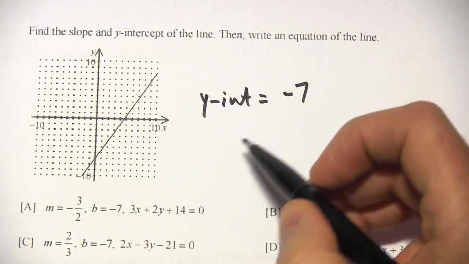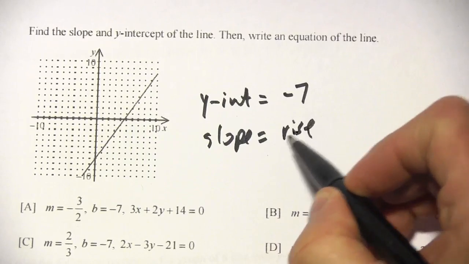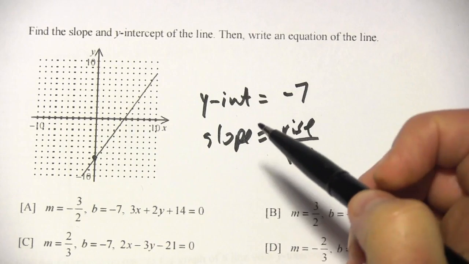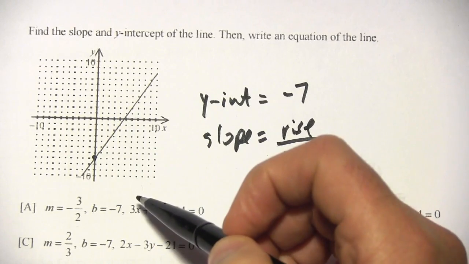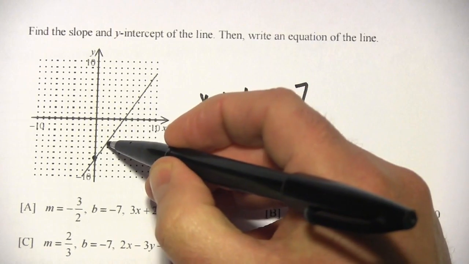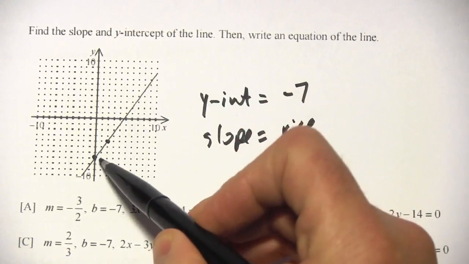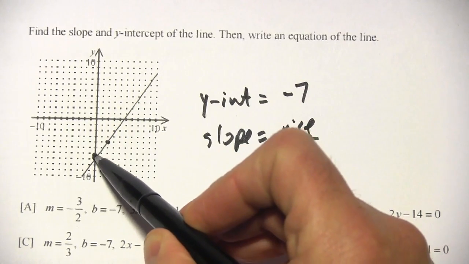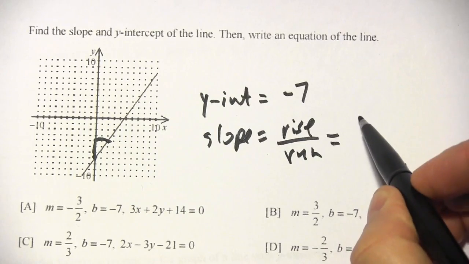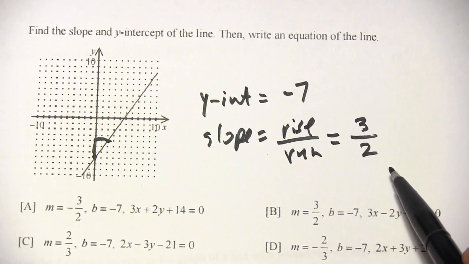The slope is rise over run. So I can start here at negative 7, and I want to find another spot where it goes right through a dot here, and it looks like right here it does. So let's count the rise and the run. That goes 1, 2, 3, up 3, and then over 2. So rise over run would be 3 over 2, and that's our slope.